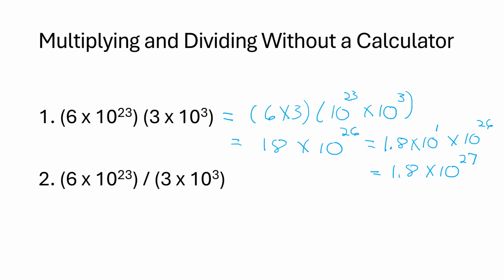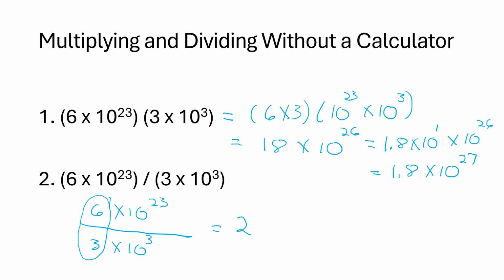For this next one, we're going to have 6 times 10 to the 23rd divided by 3 times 10 to the 3rd. I'm going to group this by doing the normal numbers and then doing the powers of 10. So 6 divided by 3 is 2. And then that'll be times 10 to the 23 minus 3, or 10 to the 20.